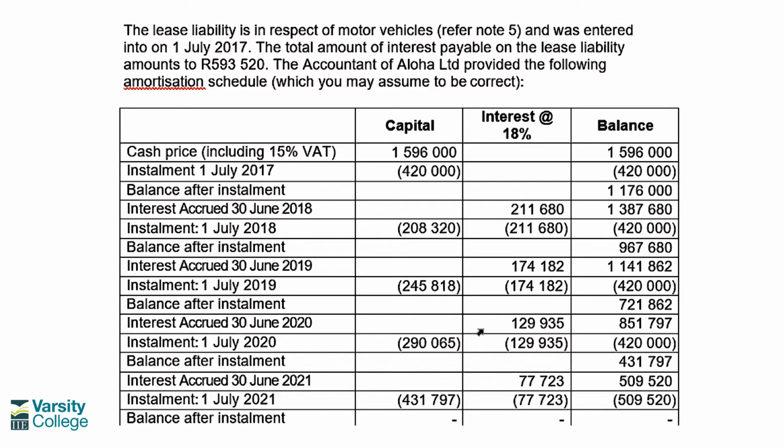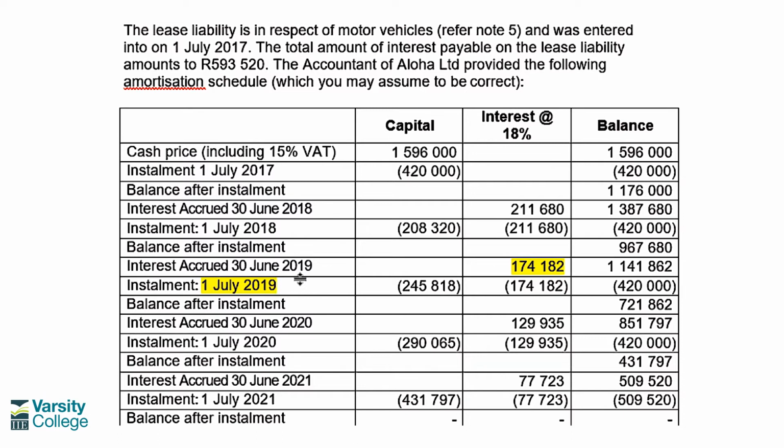However, we're in the next year. So let's go down to year end 30 June 2019. You can see there clearly interest of 174,182 has been accrued. So that's going to be our interest expense in P&L. That interest will then be paid the first day of the new financial year as part of the installment, which is made on 1 July 2019.